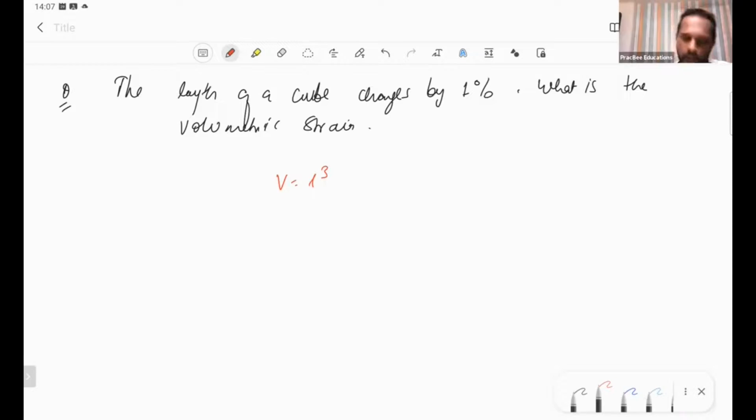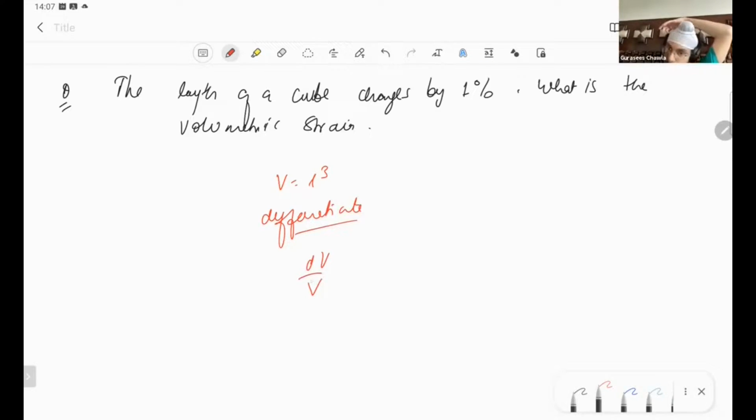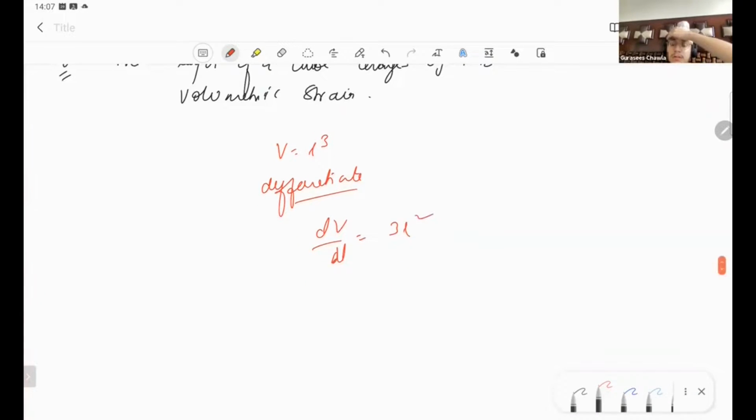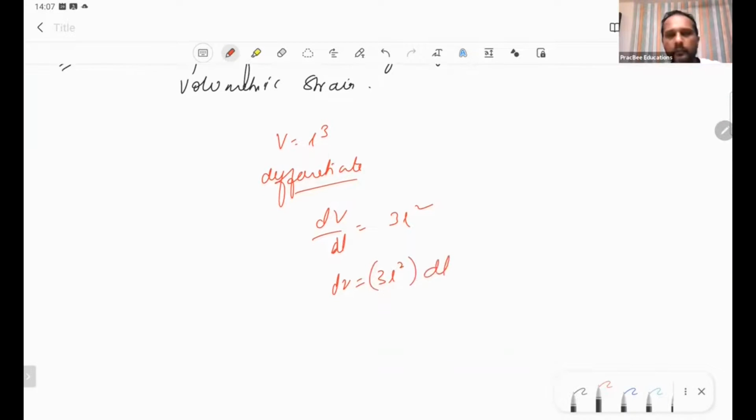So V is equal to L cube है. So यदि हम इसे differentiate करते हैं, so we have dV by dL, that is 3L square. Yes. So dV is 3L square into dL.